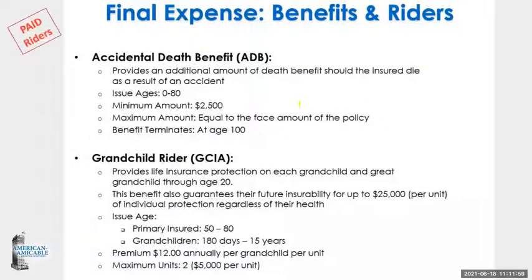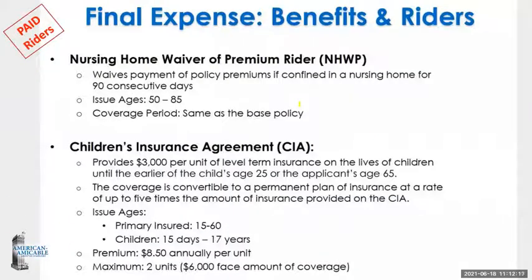And then they have paid riders, and these are, of course, riders you can put onto the policy. We don't do it very often just because you're trying to keep the cost down for final expense plans, but they're available. They have accidental death benefit, grandchild rider, a nursing home waiver of premium and also children's insurance. So if the client is not hemming or hawing about money and this seems like something they'd be interested in, then by all means add it. But in a lot of cases, you're trying to keep the prices low, and so we don't add on a lot of these riders usually.